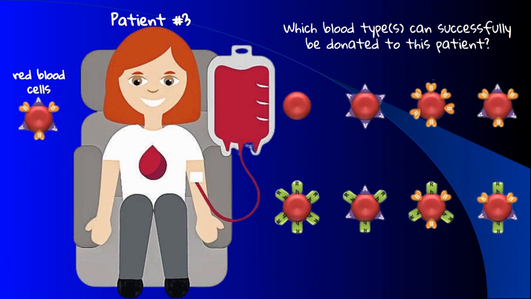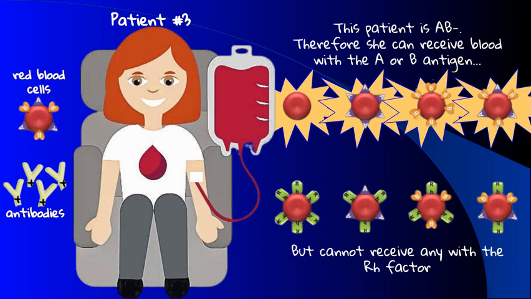Now here we're getting to be a little bit more complicated. We have patient number 3, and we're looking at both ABO and Rh. So if we look at patient number 3, she has A antigens and B antigens on her blood cells, which means she is AB negative. Negative because she doesn't have any positive antigens. So knowing that she is AB negative, which blood types can be successfully donated to this patient? Since this patient is AB negative, she can receive blood with the A or B antigen, but cannot receive any with the Rh factor. So that means she could have O negative, A negative, B negative, or AB negative blood.